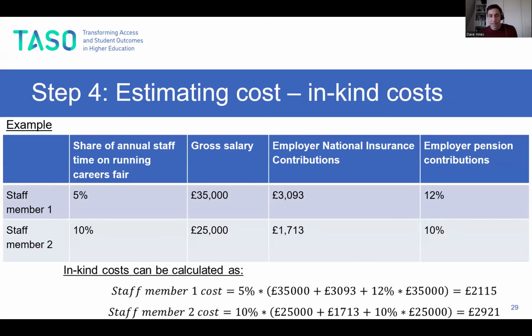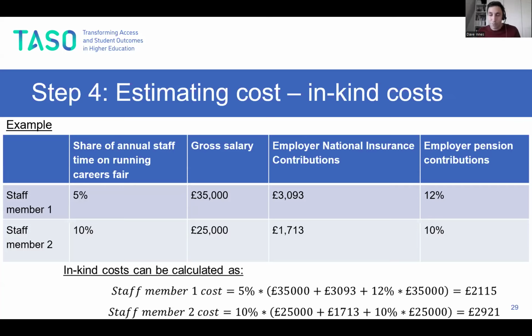Now for the example here, let's assume we've got 2 staff members, and we know their salary, and we know one of them spent 5% of their time on running the careers fair, and the second one spent 10% of their time, over, as I should say, we're assuming this is 10% of their time over a year, to run the careers fair. And this table shows that what we would need to do is identify their gross salary and then include their employer contributions: employer national insurance contributions, and their employer pension contributions.